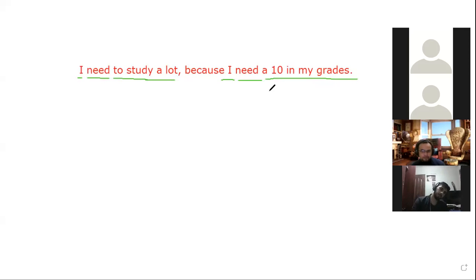It's like using zero conditional or first conditional tenses, but using the word because instead of using if. And because gives us the opportunity to express something that can happen, okay? That can be something that can occur in a specific moment.